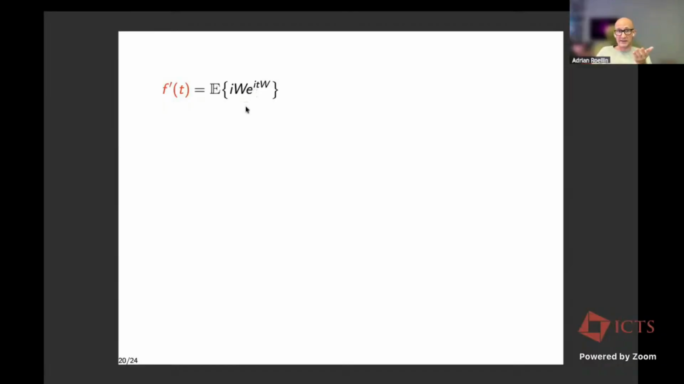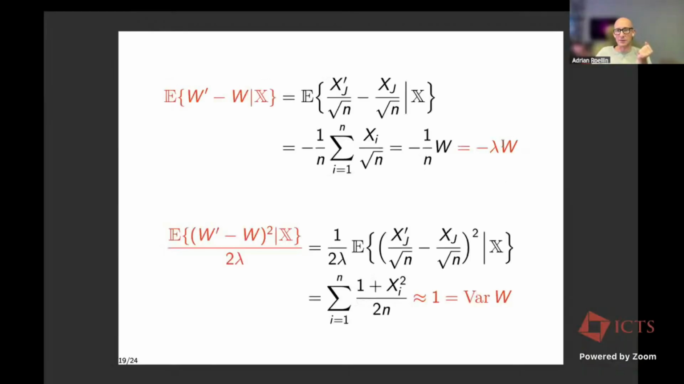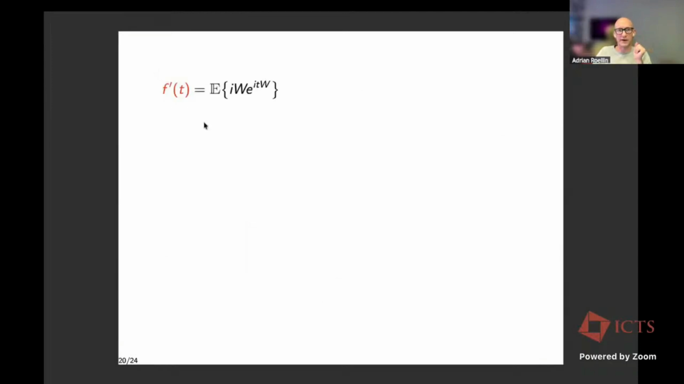So that's the derivative of the characteristic function. You see the iW came out here. Now, the first thing we do is we take this expression, the W here, and replace it by the difference. We can do that because there's a W here, and so we can condition on W and replace this W by this difference. And of course, I have to add this constant lambda in here to make it equal.